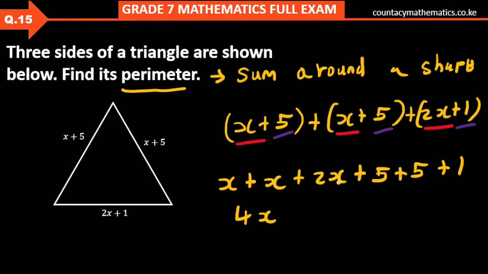You have 2x plus 2x, that is 4x. And finally, for the numbers side, we have 5 plus 5, that is 10, and 10 plus 1, that is going to give you 11. And that is the required solution for that.